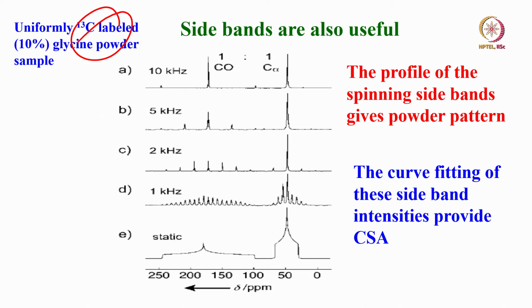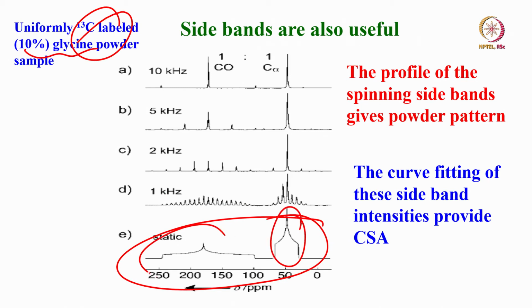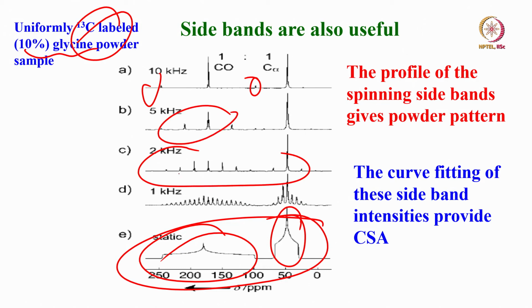Then you ask me, what do I get? This is a static example of a glycine powder sample. See, this is for C alpha and this is the carbonyl carbon. Both are axially asymmetric tensors in the static case. Start spinning, you get side bands. And if you go to very high spinning speed, you will remove these also, and you get only isotropic chemical shifts. If I spin at a speed like 2 kilohertz or 5 kilohertz, I get side bands.